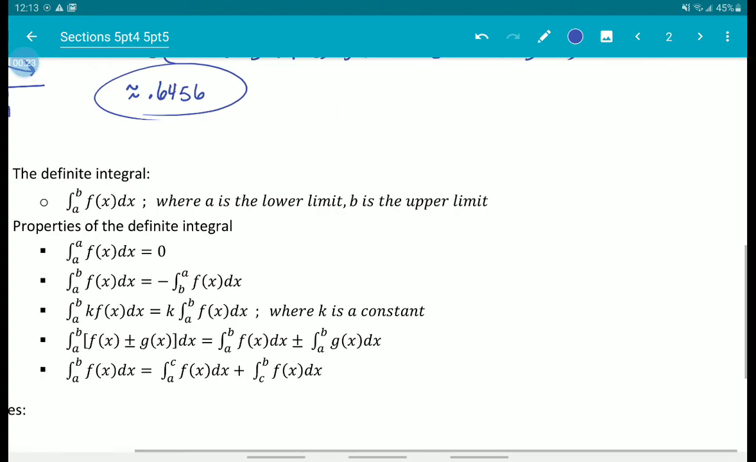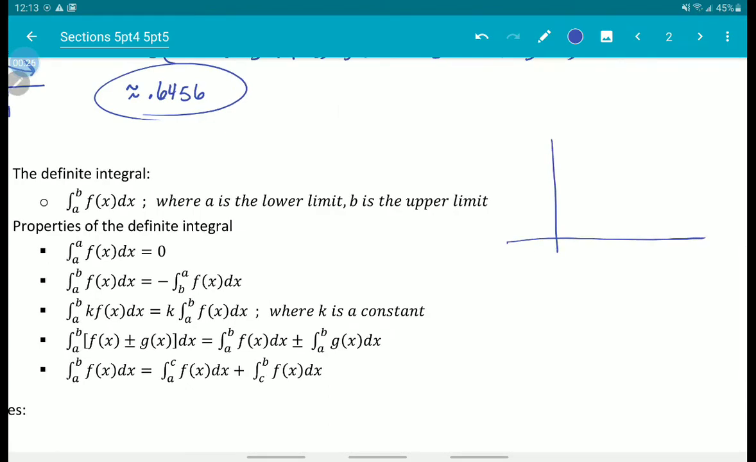So here's what's going on. We're going to have some kind of function, f of x. Maybe f of x looks like this. And what we're doing is we're integrating between two specific x values. I'm going to call this A, I'm going to call this B. And we are trying to find that area under the curve. And what that means is actually the area between the curve and the x-axis. So in this case, it would be that shaded area between A and B.